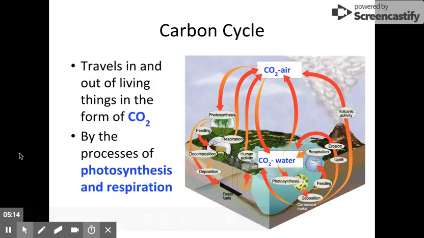Next is the carbon cycle. We've learned about photosynthesis and respiration, and these happen to be two processes involved in the cycling of carbon. For most of the time, carbon is going to move between the living and non-living things in the form of carbon dioxide. We know that in photosynthesis, plants will absorb carbon dioxide from the atmosphere as a needed reactant for photosynthesis. And then both plants and animals will give off carbon dioxide as a byproduct of cell respiration. And in that case, the carbon dioxide would be released back into the air.